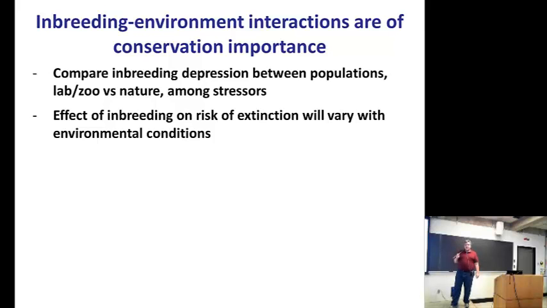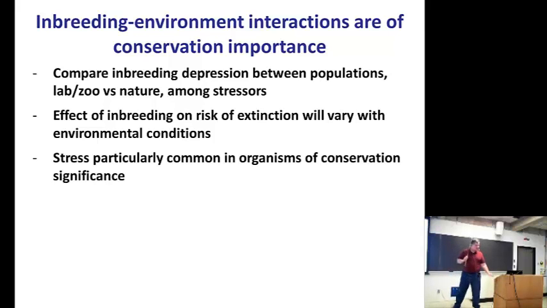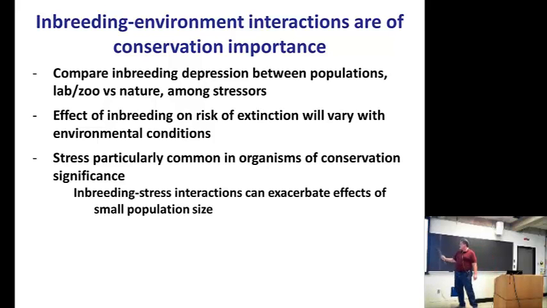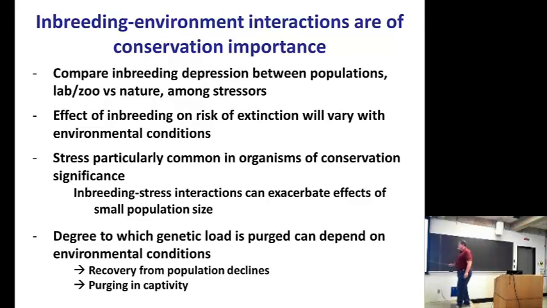Inbreeding affects the risk of extinction, but those effects are going to depend a lot on environmental conditions. There's a little bit of theoretical work that shows that inbreeding not only accentuates the risk of extinction, but can cause feedbacks with declines in population size that could vary with environmental conditions. Of course, I already mentioned this. Stress is particularly common in organisms of conservation significance. In particular, inbreeding-stress interactions can exacerbate the effects of small population size.